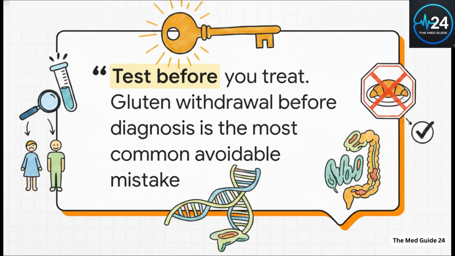We're going to leave you with this golden rule to avoid the most common high-stakes mistake in gastroenterology. Test before you treat. Gluten withdrawal before diagnosis is an easily avoidable error. So, the next time a patient presents with refractory anemia or chronic diarrhea, will you have the clinical discipline to test before you treat? Thank you so much for joining me on this explainer. Keep this fundamental physiology and diagnostic workflow fresh in your mind for your next exam or ward rotation, and you will never miss a case of celiac disease.